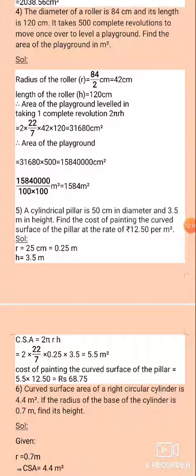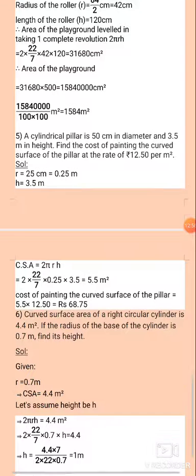Equation 2 pi rh, which is equal to 2 into 22 by 7 into 0.25 into 3.5. Now what is that? 5.5 meter square. Thus, the cost of painting the curved surface of the pillar is equal to that area, CSA 5.5, into the rate of rupees 12.50 per meter square. So multiply with 12.50, at last rupees 68.75 is the total cost. Clear?